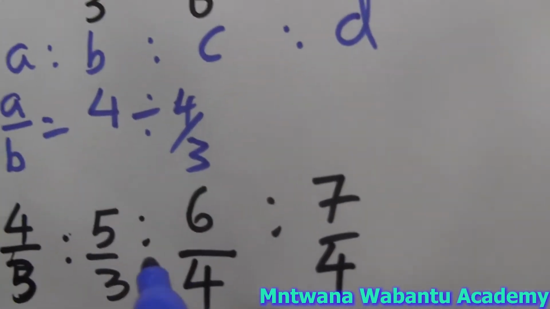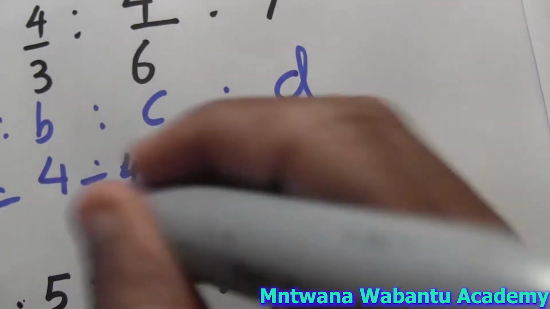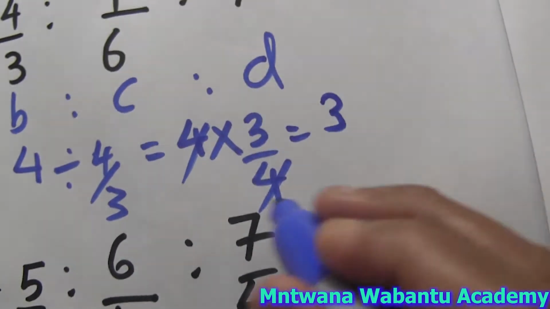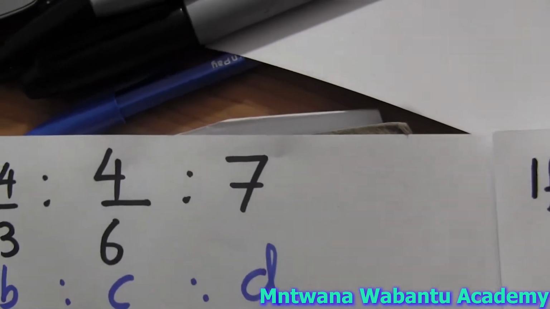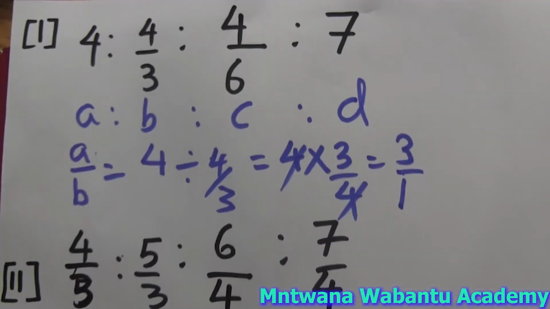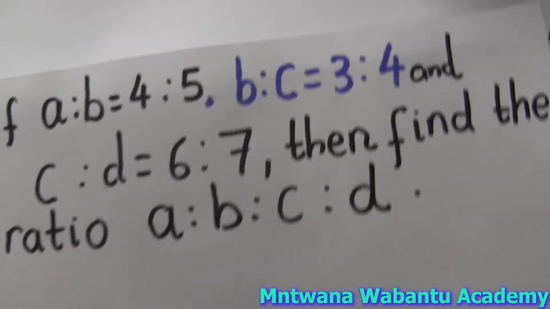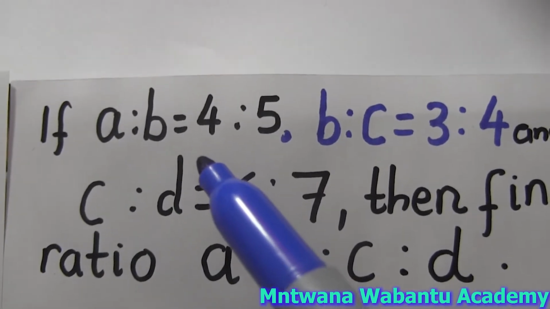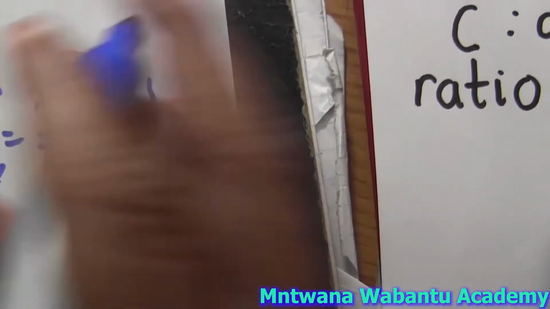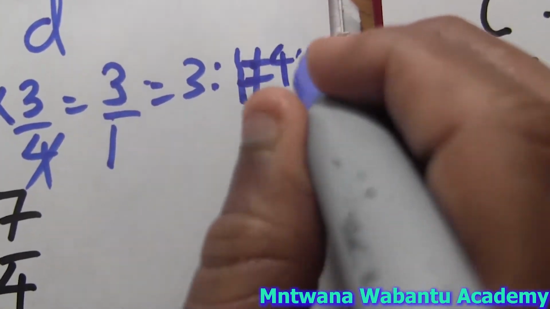What does that mean? Dividing by a fraction, you can multiply. You can say 4 times the flip, 3 over 4. The 4 and 4 cancel, so it's just 3, which is 3 over 1. So A over B is 3 ratio 1. But if you come to the option, AB is supposed to be 4 over 5. So this is not equal to 4 over 5.